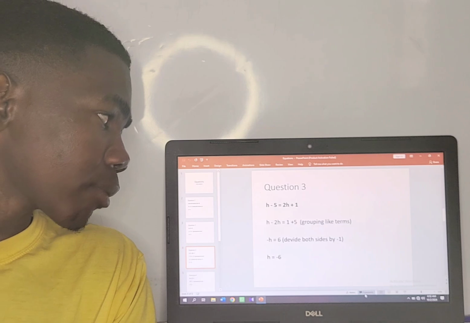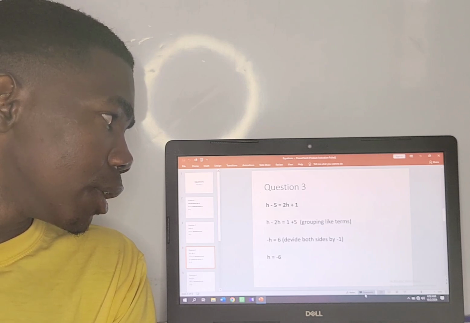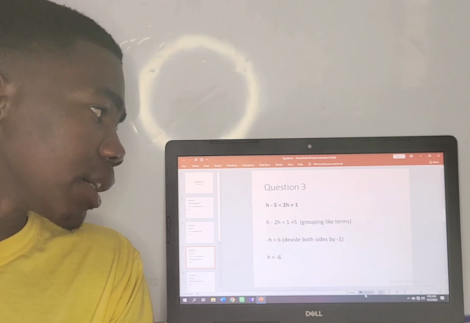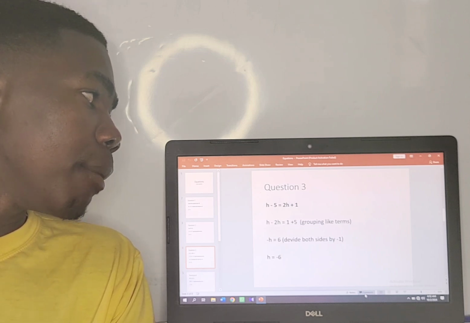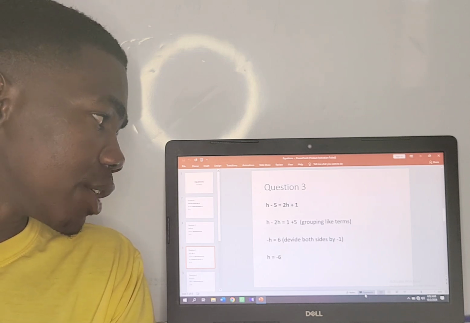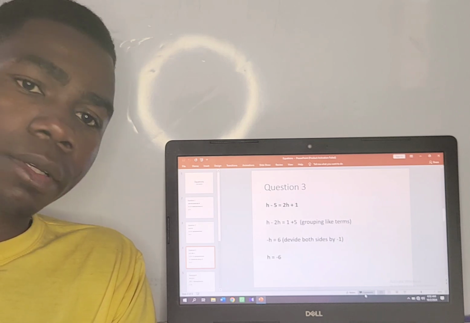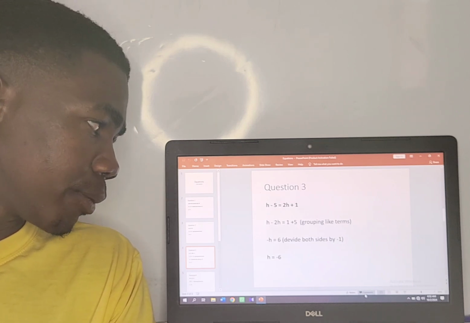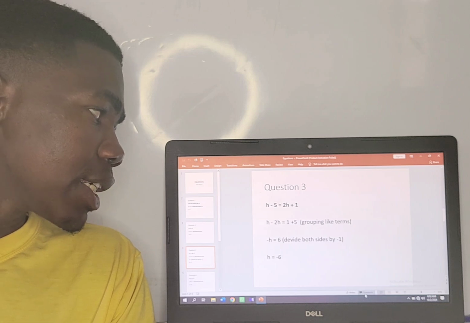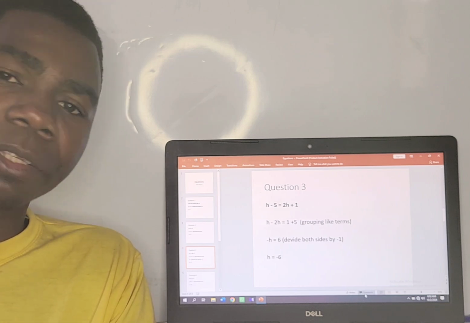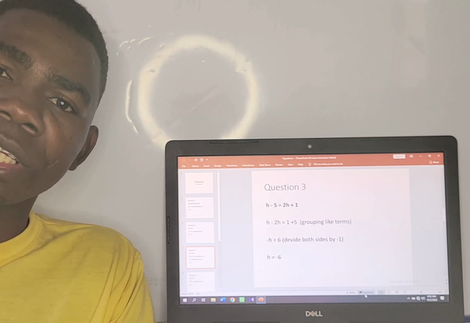So we are saying h, instead of writing plus 2h, we are writing minus 2h, since 2h crosses the equal sign. So we are saying h minus 2h equals 1 plus 5. After grouping the like terms, h minus 2h is negative h. So negative h equals 1 plus 5, which is 6. So negative h equals 6.